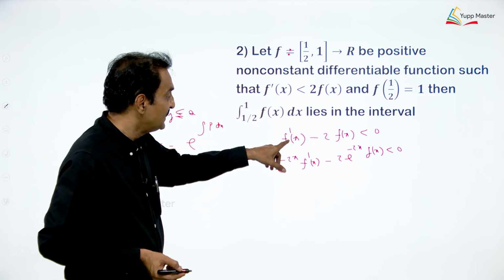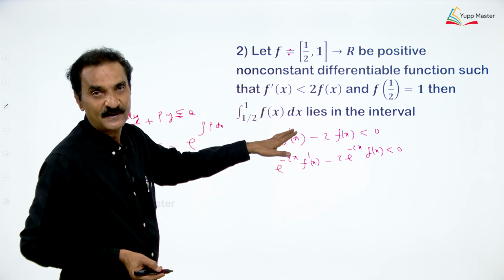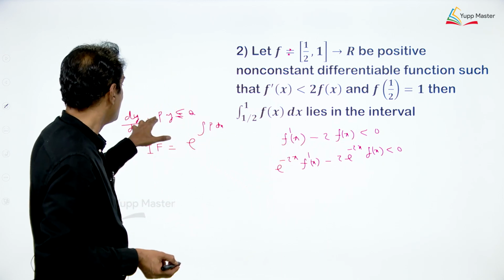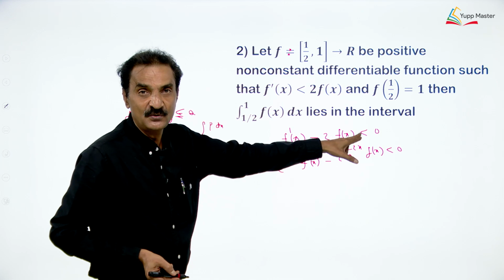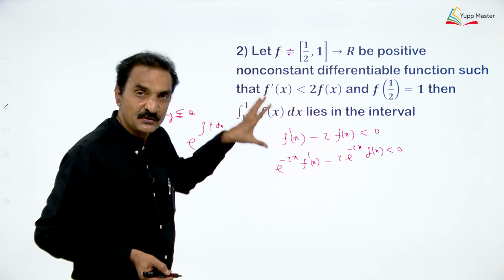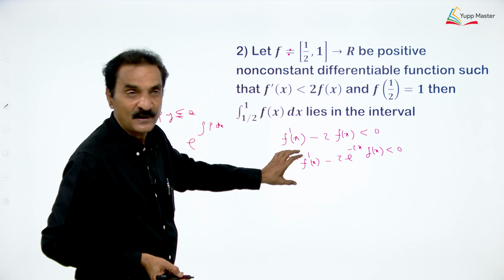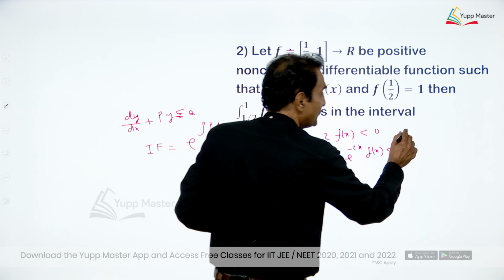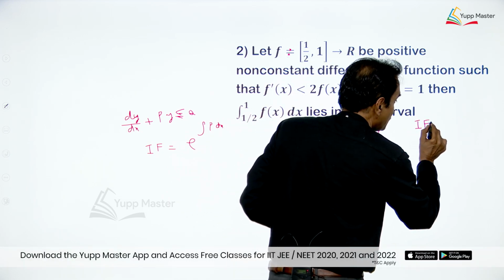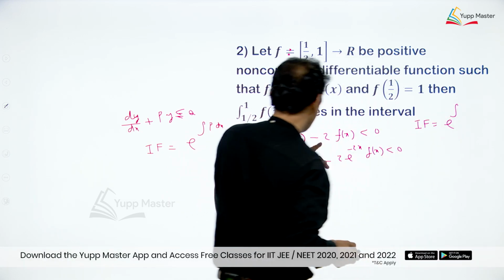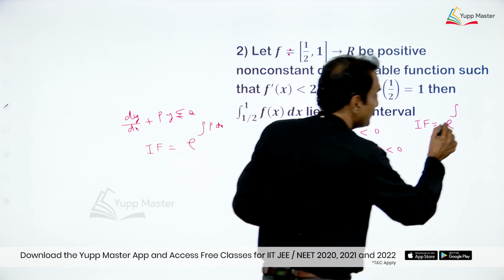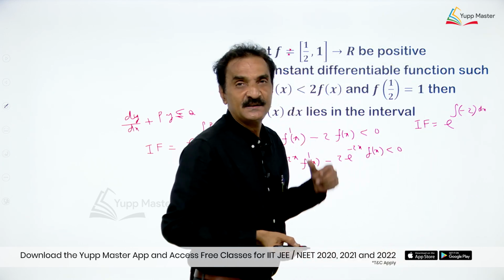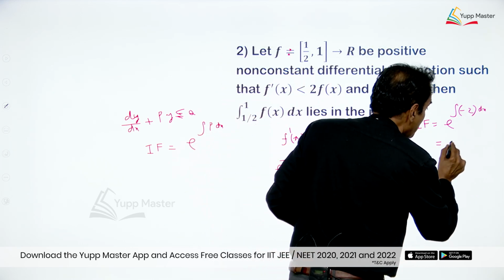See, observe this, if y is equal to f of x, dy by dx minus 2y less than 0. That means p and q are constants, p is minus 2, q is 0. So, that is how we get the idea of multiplying by e power minus 2x. What is the integrating factor of this? Integrating factor is equal to e power integral minus 2 dx. What is it? E power minus 2x.